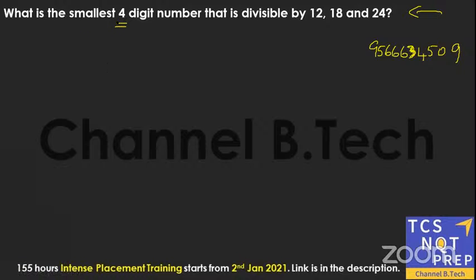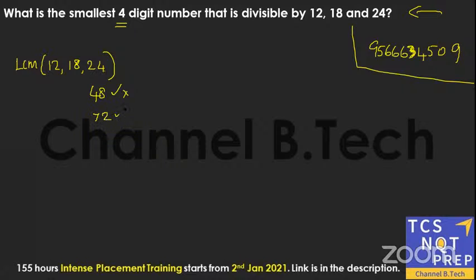What is the smallest 4-digit number that is divisible by 12, 18, and 24? First, we have to find out the LCM of 12, 18, and 24. What can we do? 24 into 2, 48. It is divisible by 12, but not by 18. 24 into 3, 72. It is divisible by 12 as well as 18. Right? So this is the LCM. LCM equal to 72.